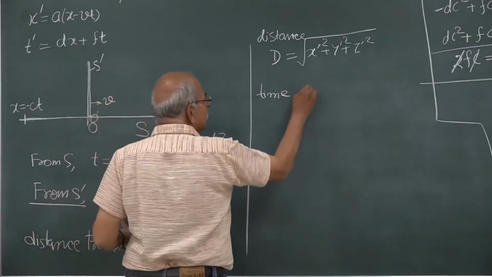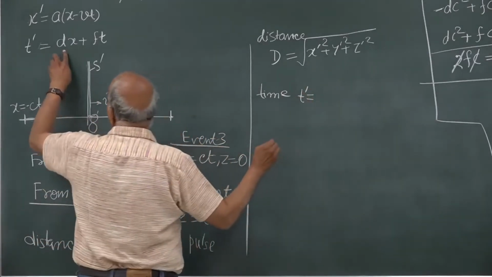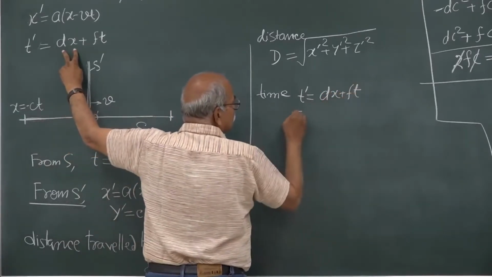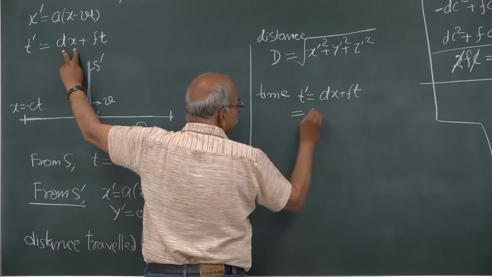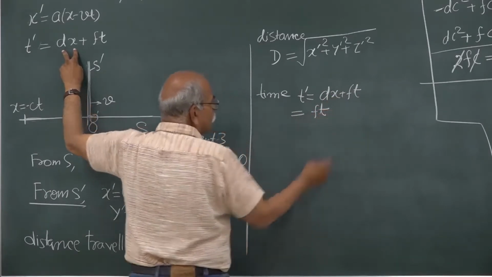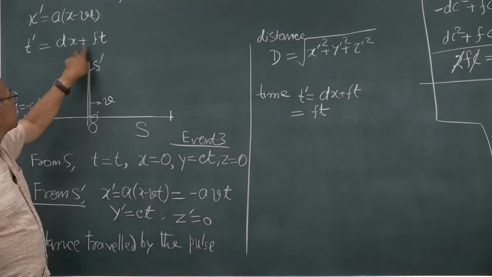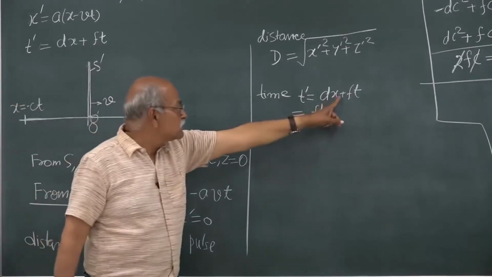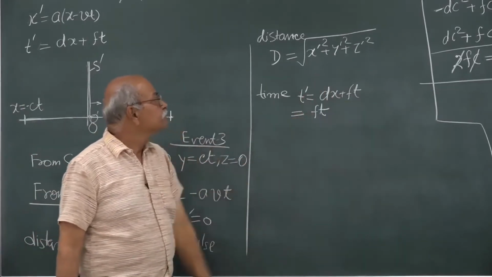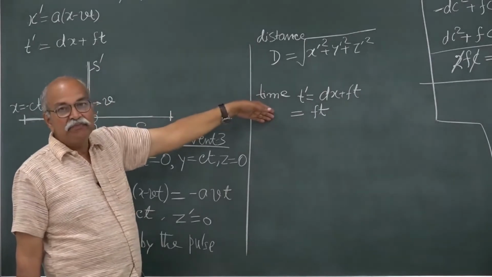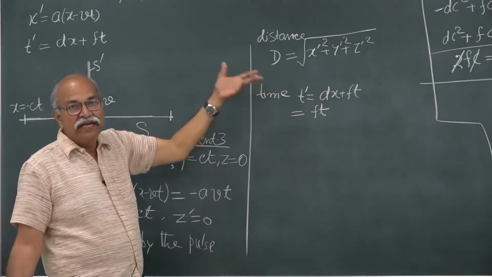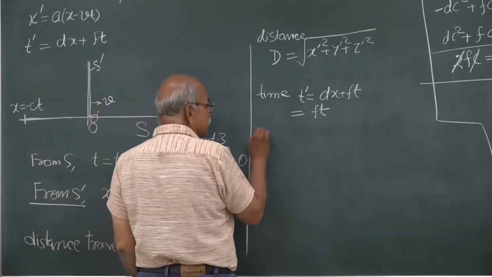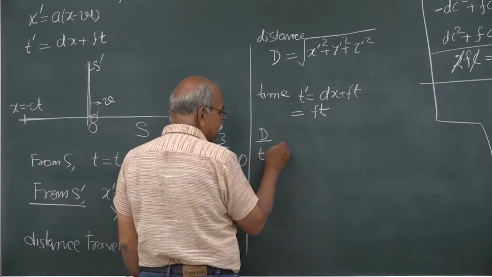So, time t prime is given by d into x plus f t, and x is 0, so it is f t. So, I put x is equal to 0, and t prime is f t. So, distance by time is the speed of that light in S prime. So, that should be c. So, d by t prime should be c.